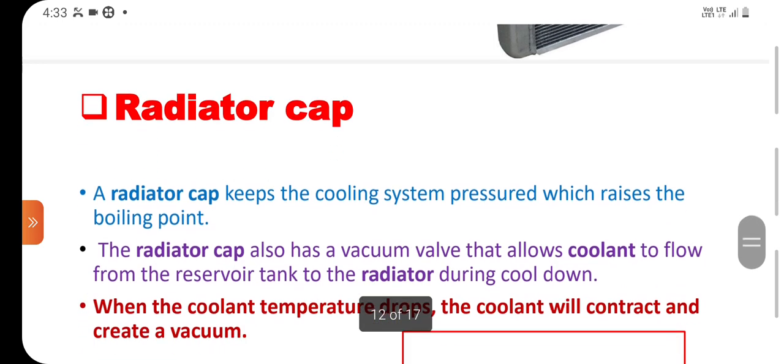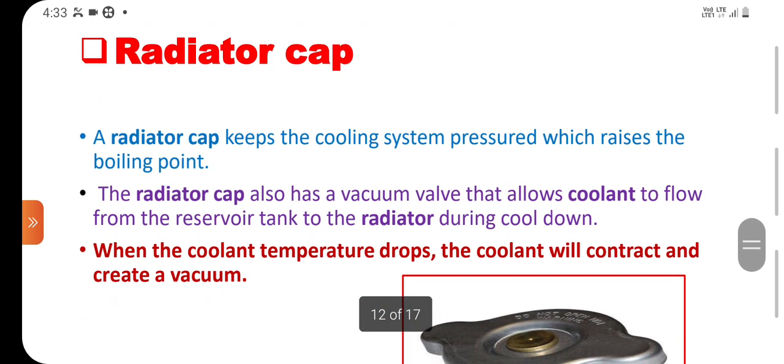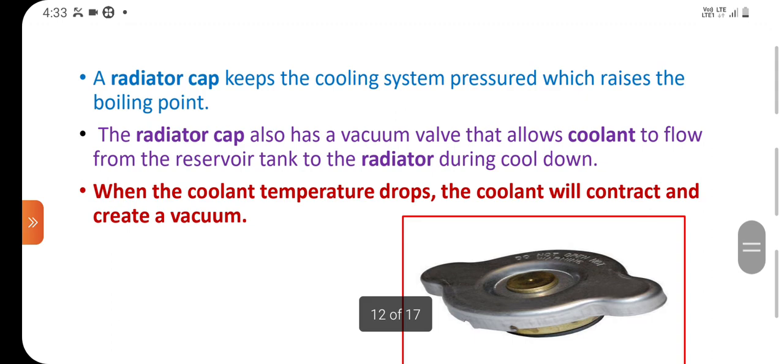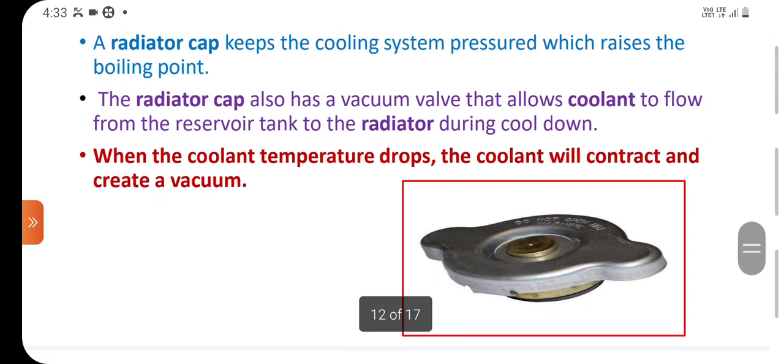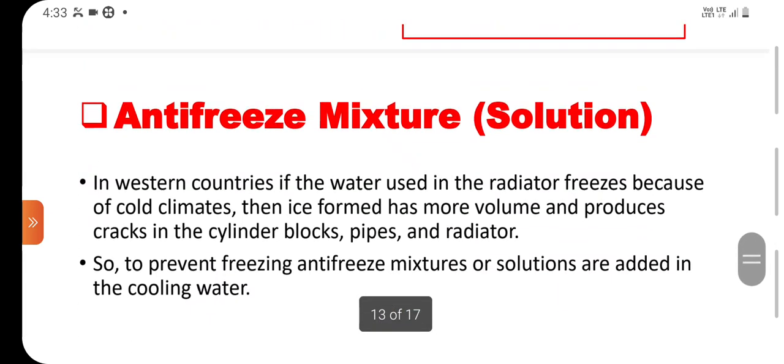And the radiator cap is also very important. Look at this diagram. The radiator cap keeps the cooling system pressurized, which raises the boiling point. It also works as a vacuum valve that allows coolant to flow from the reservoir tank to the radiator during cool down. When the coolant temperature drops, the coolant will contract and create a vacuum. This is the radiator cap which is fitted on a radiator.